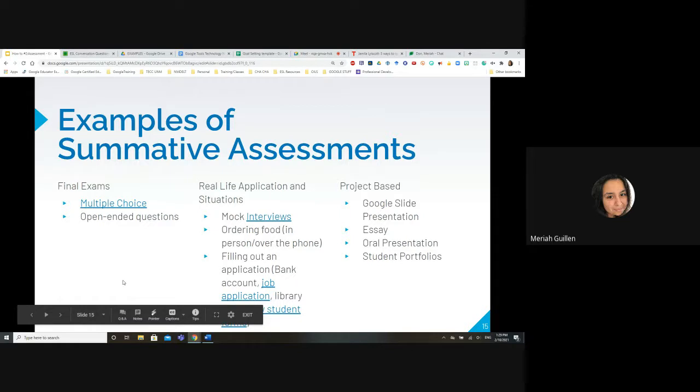I do some oral presentations with my ESL students. They do much better with real life applications though. And then there are student portfolios where you can just have a student gather all of their materials into one big folder, portfolio, board, whatever you want to call it, and present it at the end of class. Next slide, please.